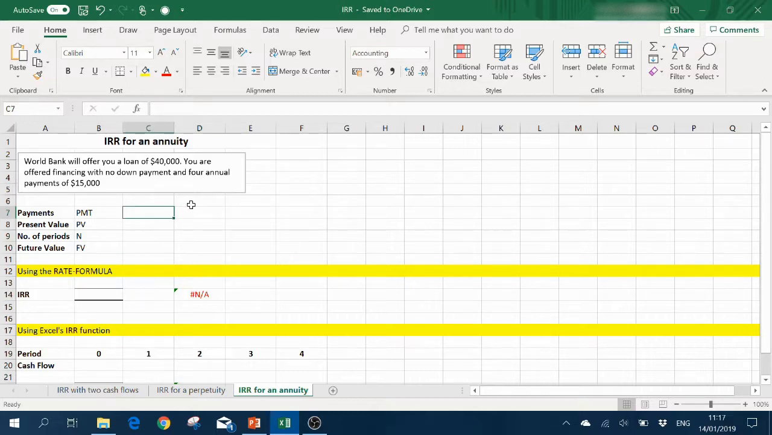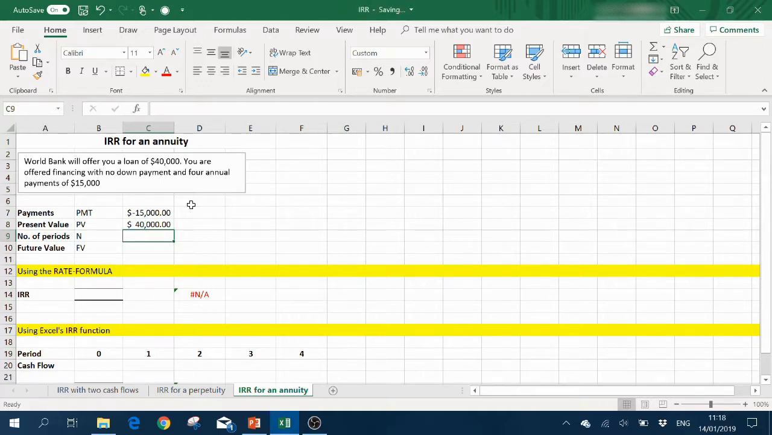So let's start out by plugging in the numbers we have right here. The payments that we are going to be paying are cash outflows. So remember, those must be negative. So we put in negative $15,000. The present value is the loan that we are going to receive. So that must be 40,000. So we put in 40,000. Remember, that's a cash inflow, so that is positive.